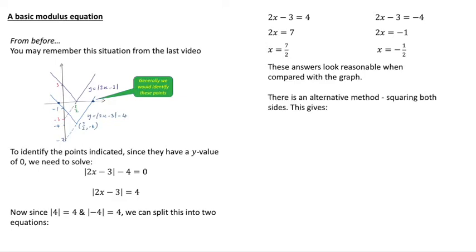Now there is an alternative method as well, and that is squaring both sides. There's an obvious relationship between modulus and squaring. Modulus makes numbers positive, and squaring makes negative numbers positive as well. So it's not a big surprise that they may be related in terms of solving these problems. If mod of 2x minus 3 equals 4, then 2x minus 3 squared equals 4 squared.